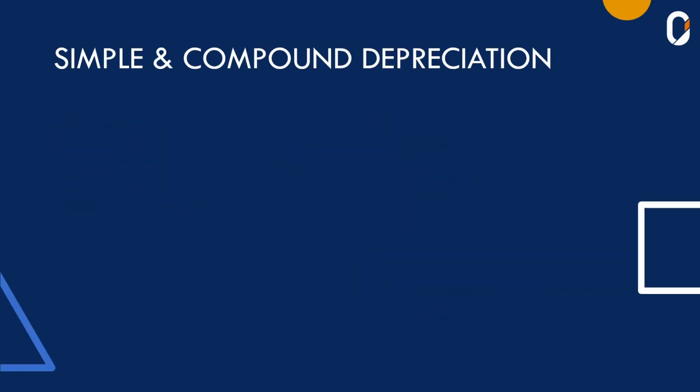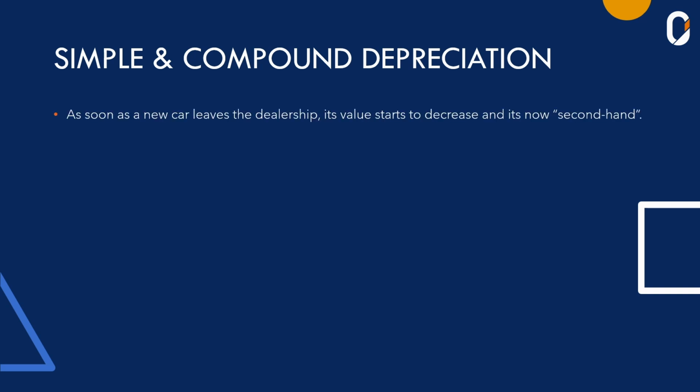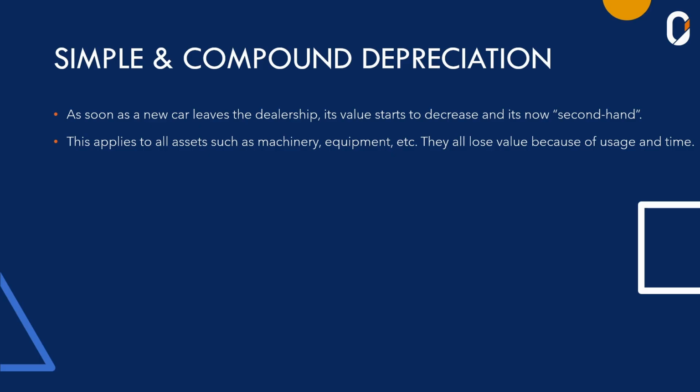And now moving on to simple and compound depreciation. As you know, as soon as a new car leaves the dealership, its value starts to decrease and it is now considered second-hand, or whatever term you use. And this applies to all assets such as machinery, equipment, etc. They all lose value because of usage and time. This loss is called depreciation.